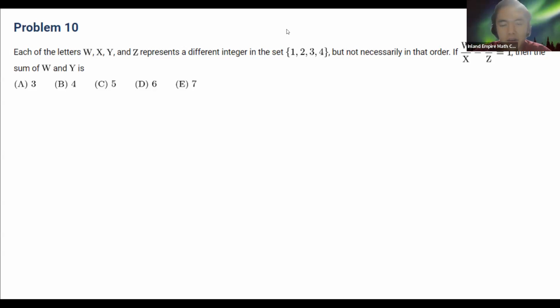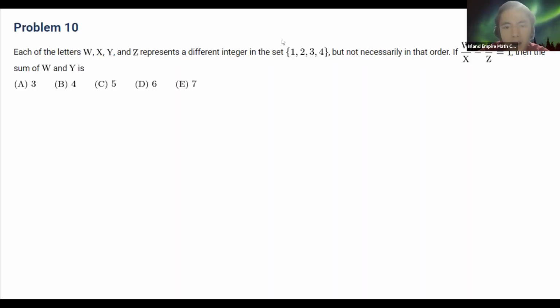So this question is a bit of a guess and check question, but there are some ways that you can make this easier for you. And yep, Jasper, that's right. It's 7. Good job to everyone who said it's 7.